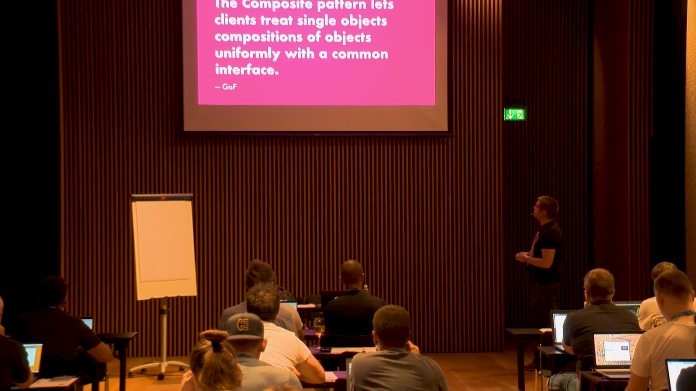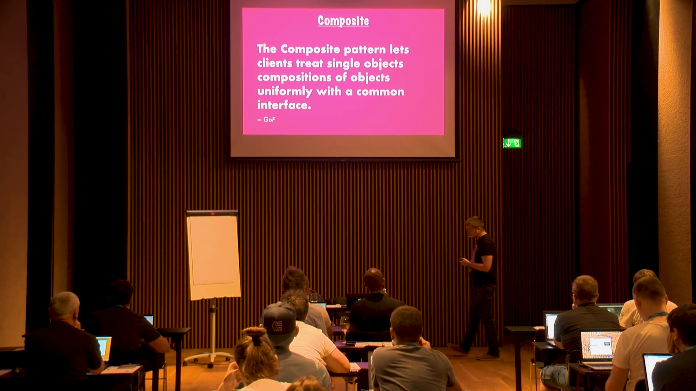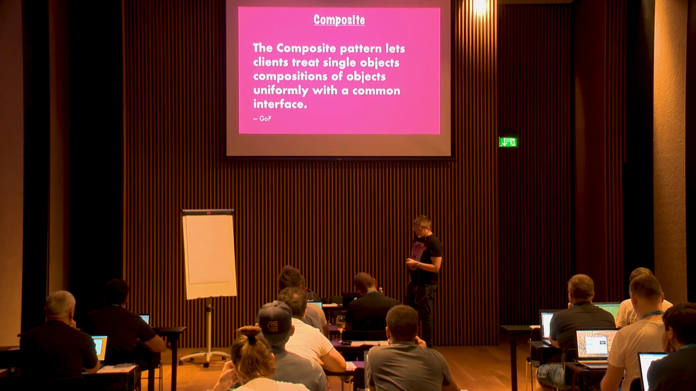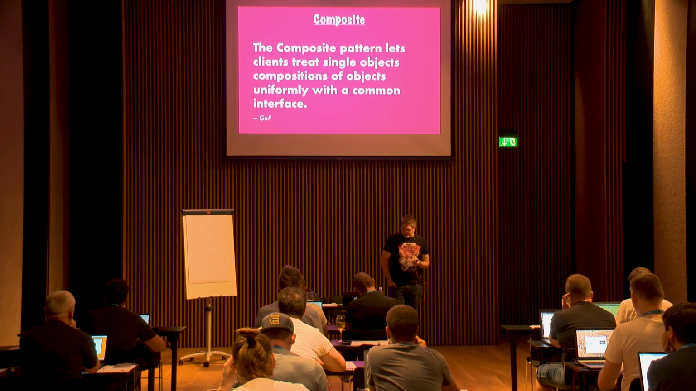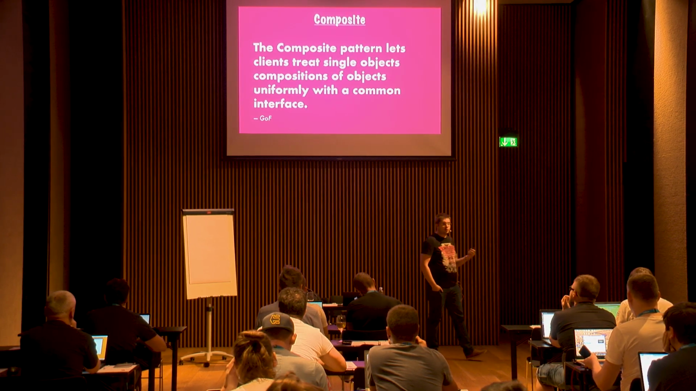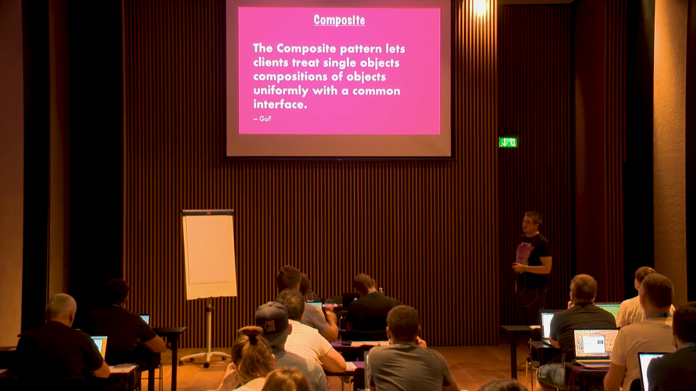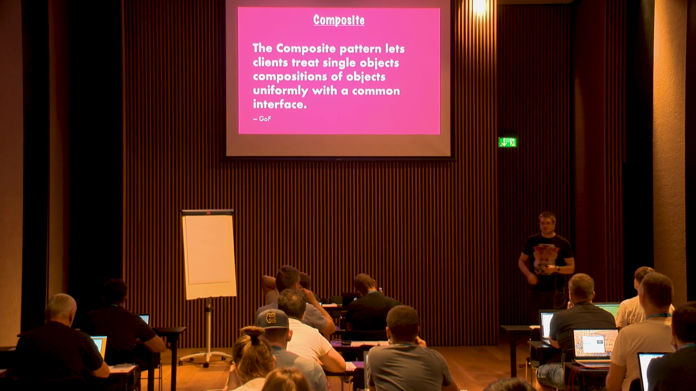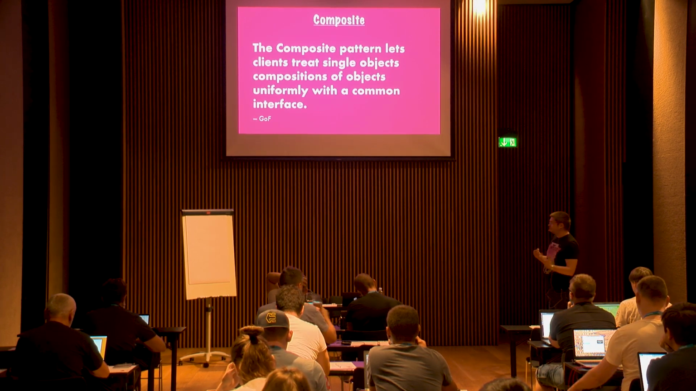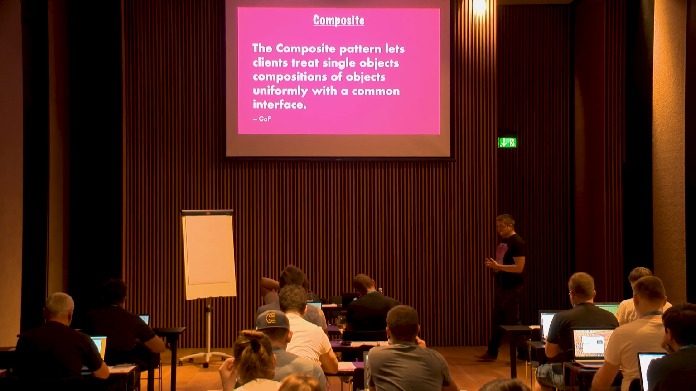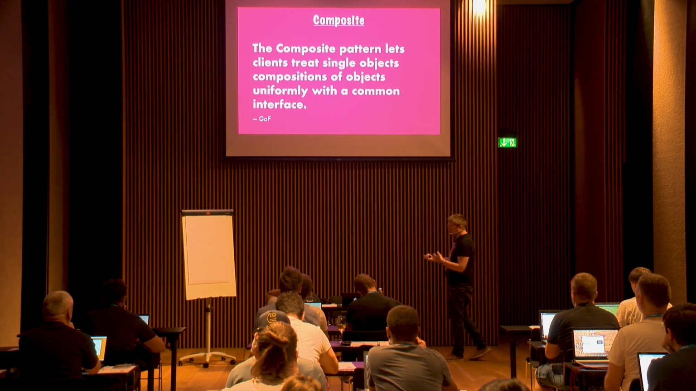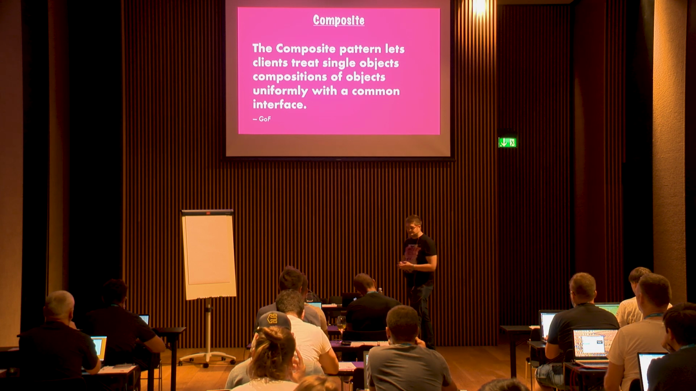So the Composite pattern, as you can see in the name, composite, we have composition. So it's a pattern which leverages object composition instead of using inheritance. The goal of this pattern is to treat a collection of objects as if they were just single objects. So it's mainly useful when you have nested object graphs and you want to perform some actions or operations on one object or on a collection of objects in the same way, with a uniform interface.